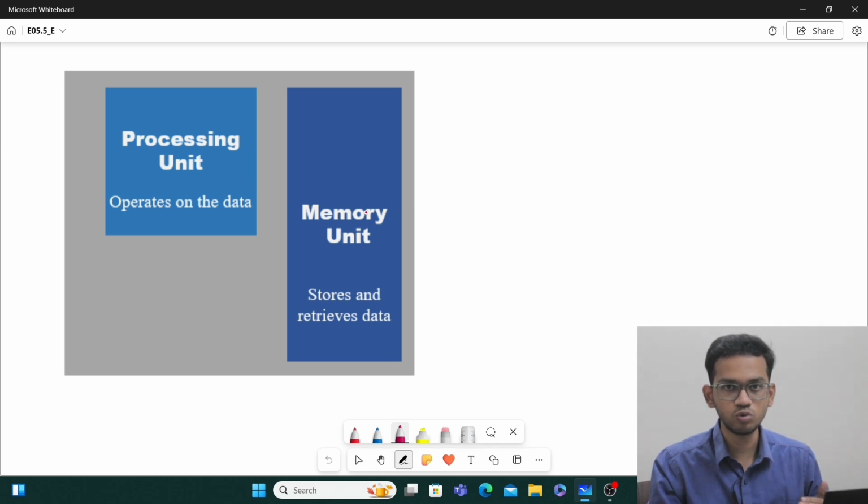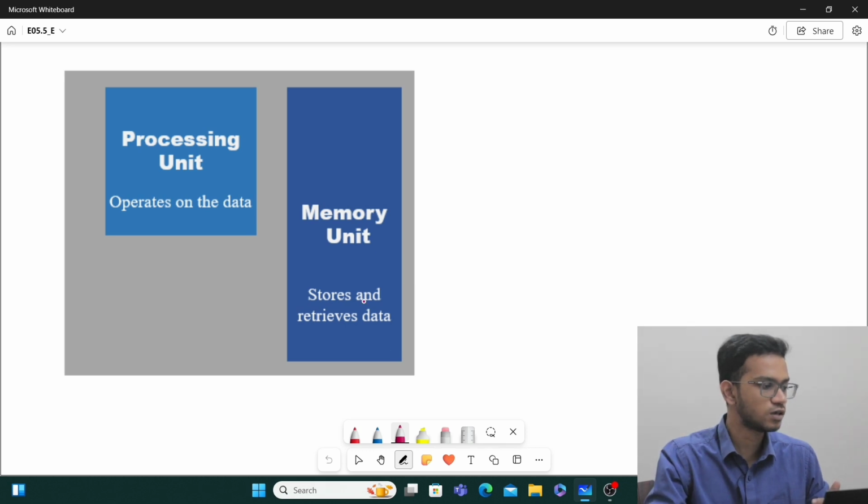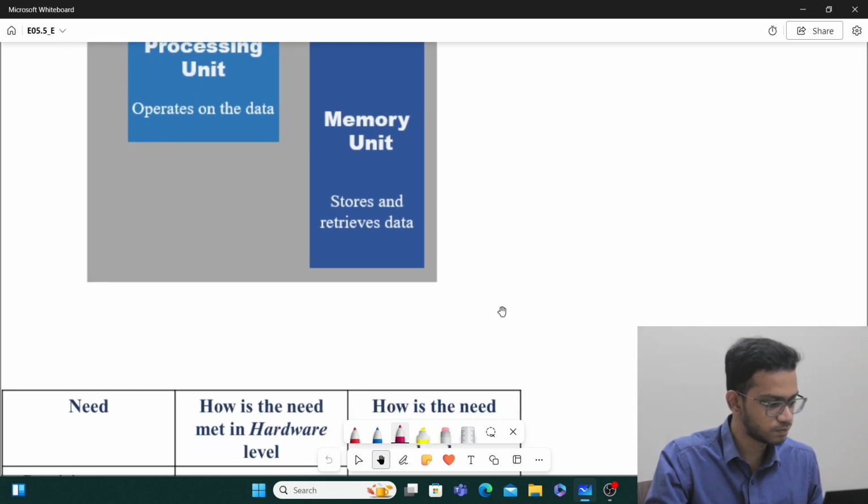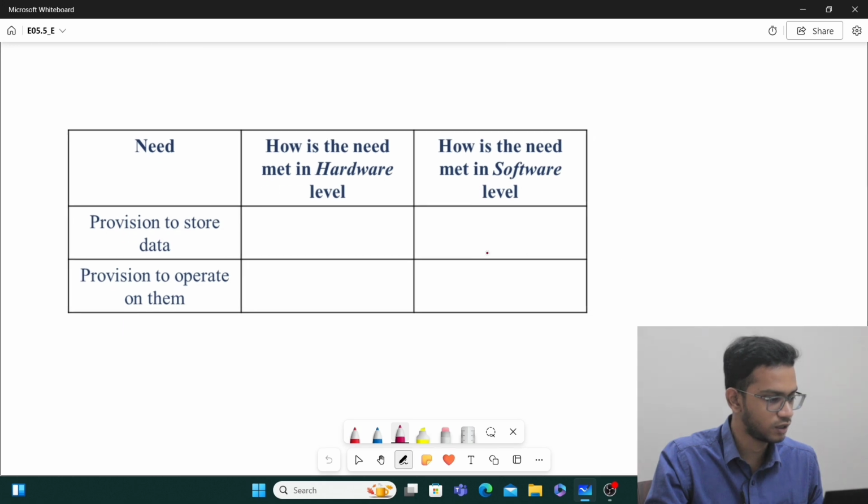For example, 2 is a data, 5 is a data. Those two will be stored in the memory unit. If I wish to add those two, the addition operation will take place in the processor, or in the processing unit. So this is all about any digital microcontroller in the world. The capabilities of a microcontroller could be simply drafted in the form of a tabular column.